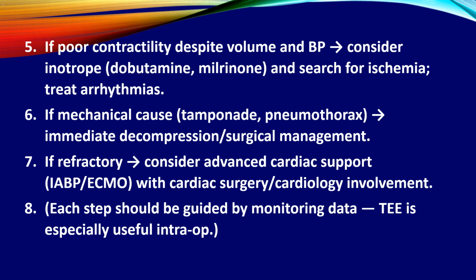5. Support contractility. If poor contractility persists despite adequate volume and blood pressure, consider administering inotropes like dobutamine or milrinone, and investigate for potential ischemia or arrhythmias. 6. Address mechanical causes. If a mechanical cause is identified, e.g., tamponade or pneumothorax, perform immediate decompression or surgical management.